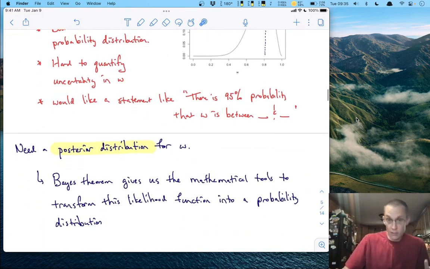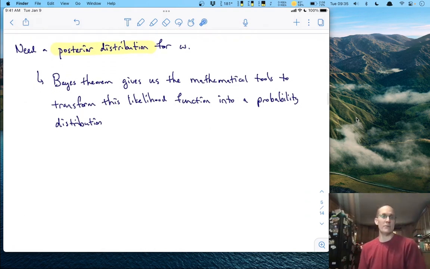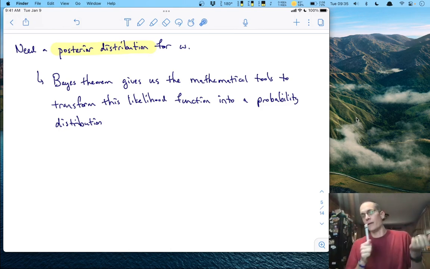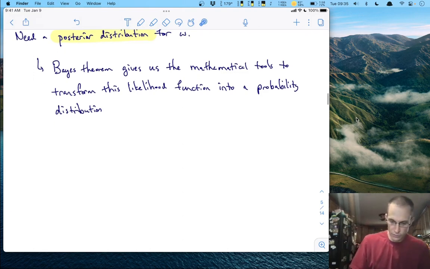Well, Bayes' theorem helps us, right? What we need is something that is a probability distribution. Particularly, we need a posterior distribution. We need a probability distribution that says, after seeing the data, here's our relative belief in this model, in these values for W. And Bayes' theorem gives us this. It gives us the mathematical tools to transform this likelihood function into a probability distribution.